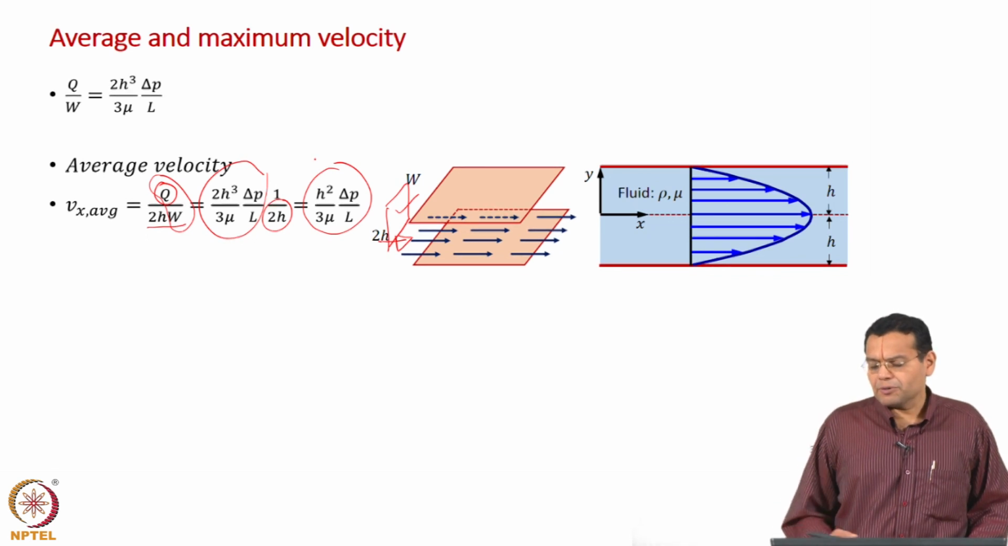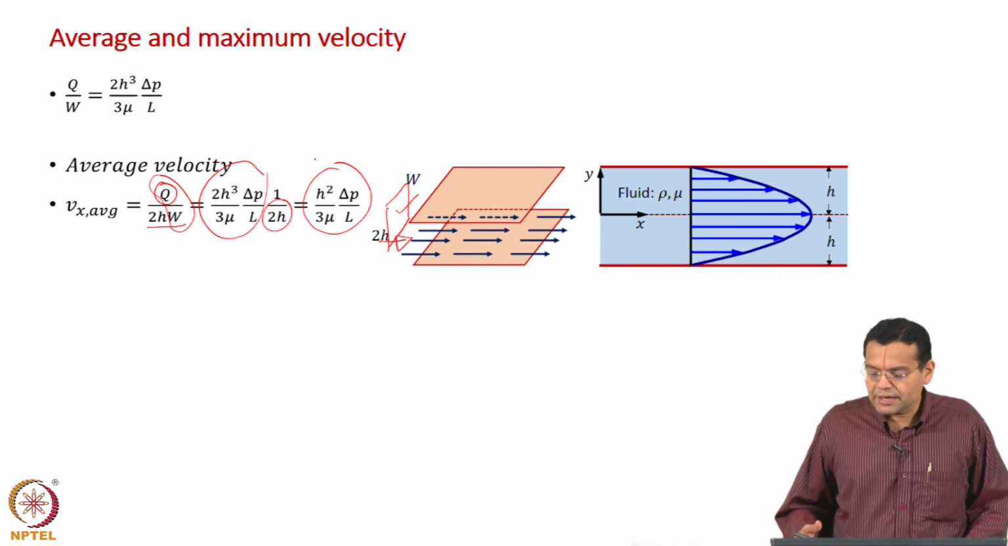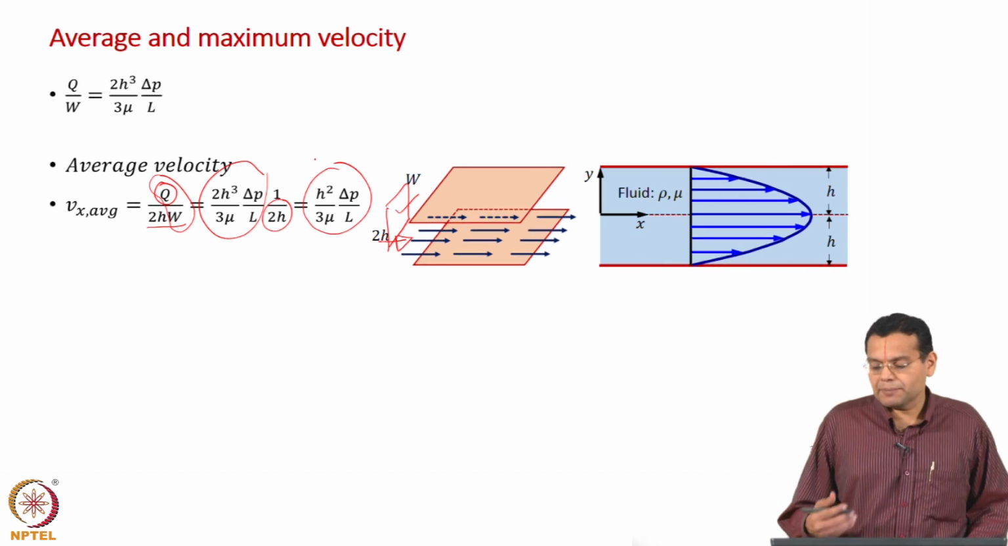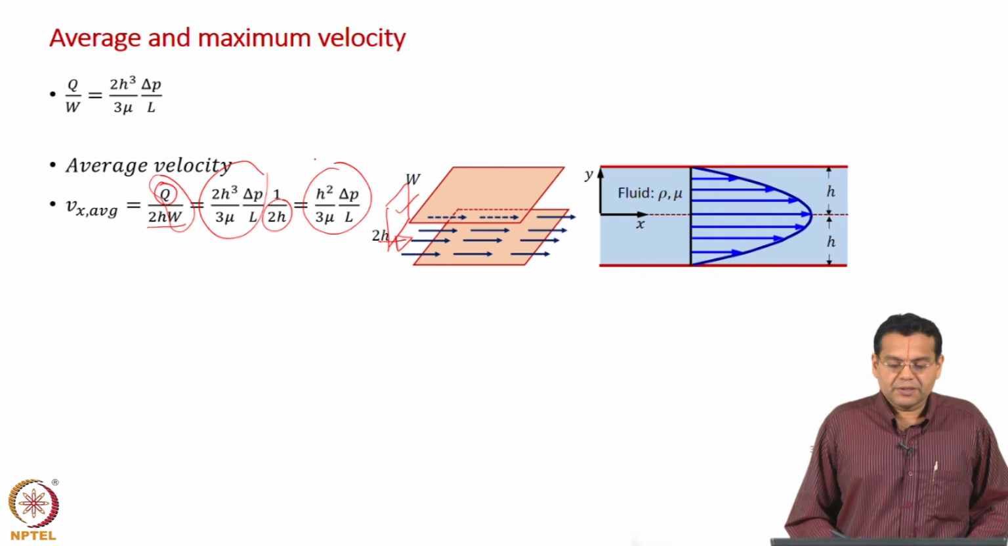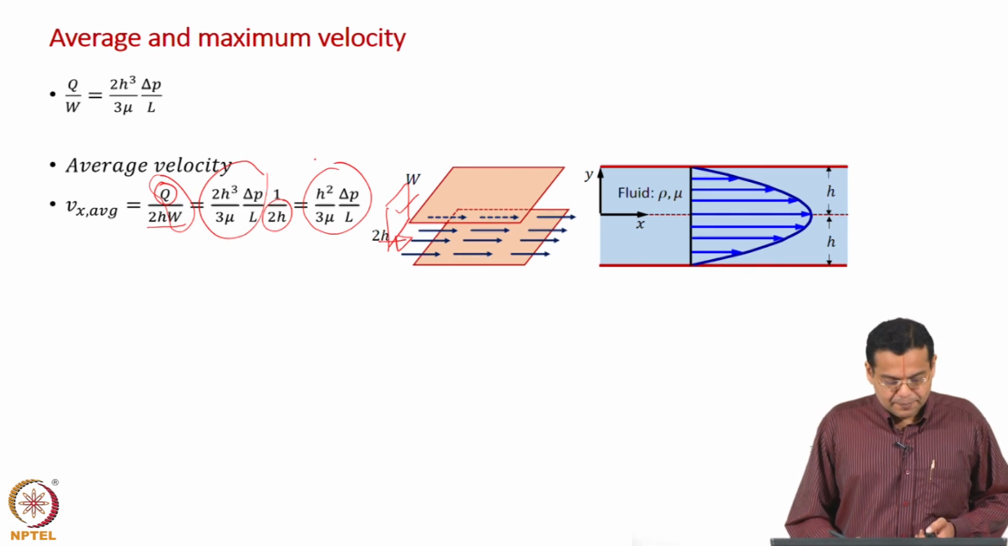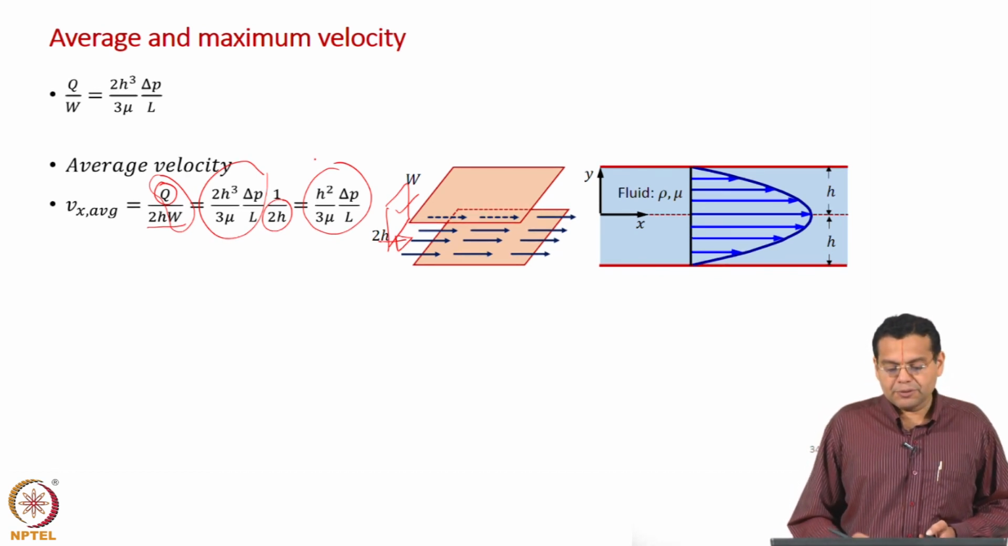We have been looking at the profile. We know Vx varies along y, but suppose you want to represent it as an average velocity, then this is the expression: h squared by 3 mu delta P by L.